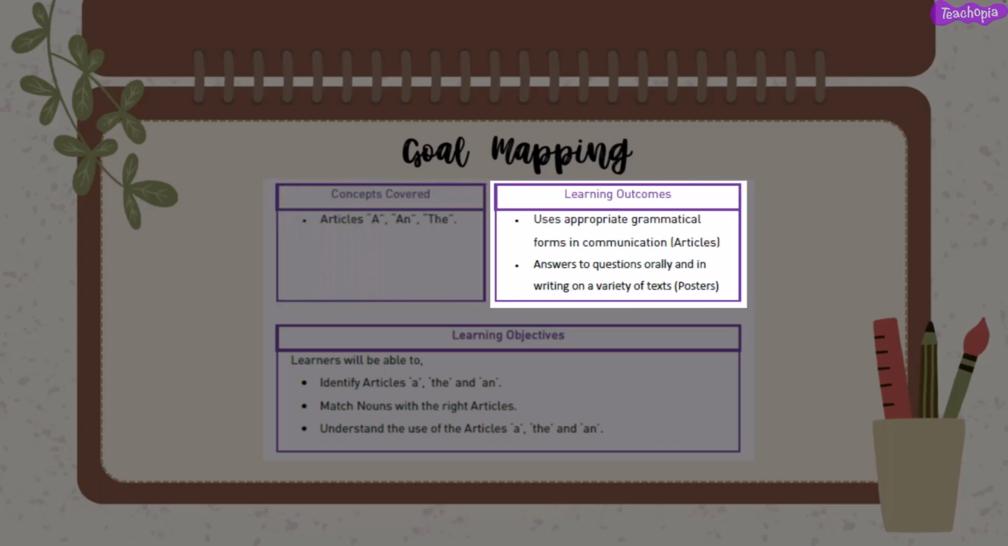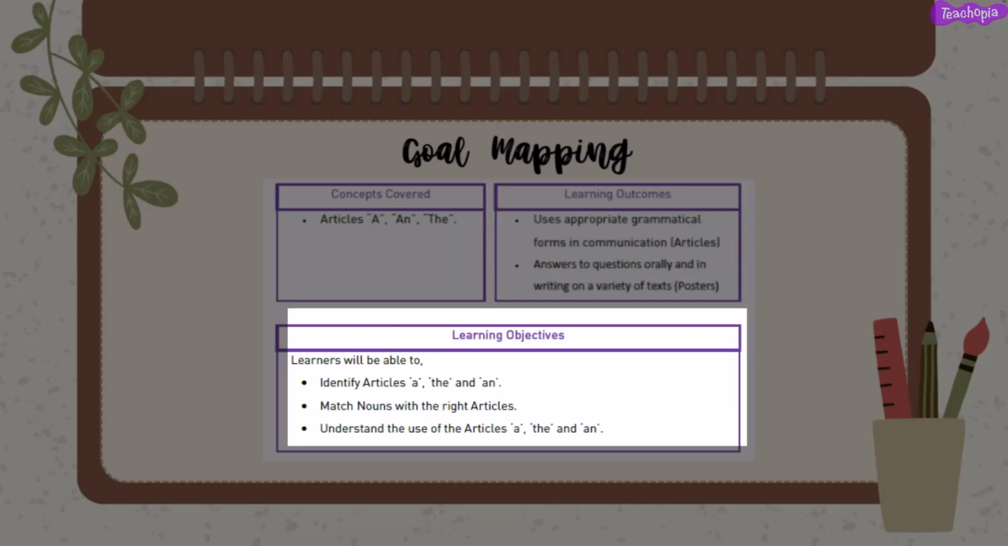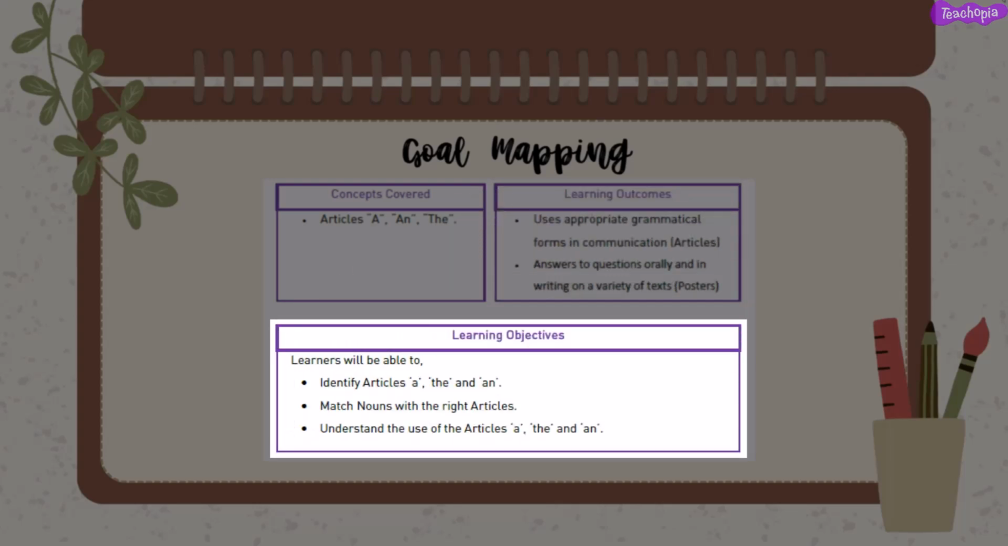The learning outcomes are picked from the DSCRT document and mapped to the monthly requirements along with their chapters. The learning objectives that we would like for learners to achieve at the end of this module is to be able to identify articles a, the, and an, match nouns with the right articles, and understand the use of the articles.